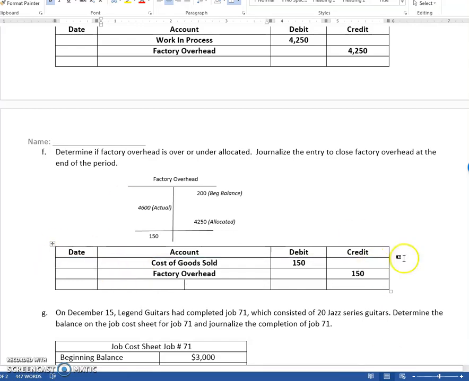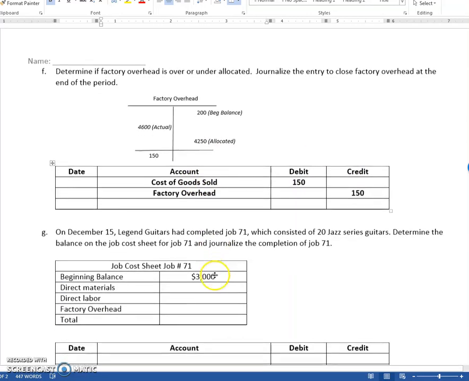If my numbers were way off and this was a big number that I needed to close, then I would probably go back in and figure out what is causing it to be off. Is my rate, that $5 number, off, or is my estimated versus my actuals too far off? I would make adjustments accordingly. But you will always close factory overhead to cost of goods sold.